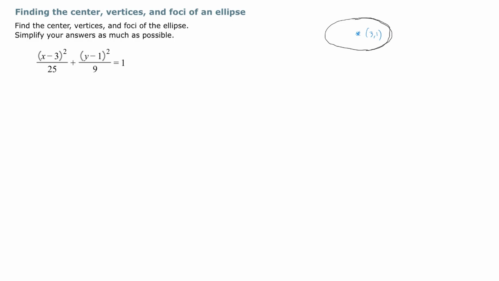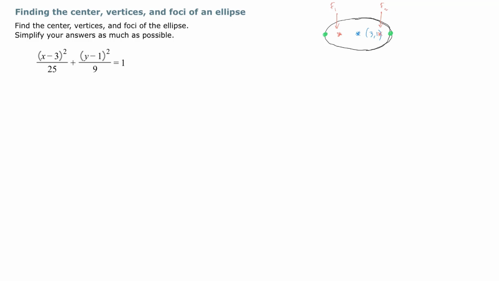Because it's stretched horizontally, you have two focus points, or we say foci for plural. Right about there and there. That would be one focus point and another focus point. Where are your vertices? Your vertices would be at the end of your major axis.